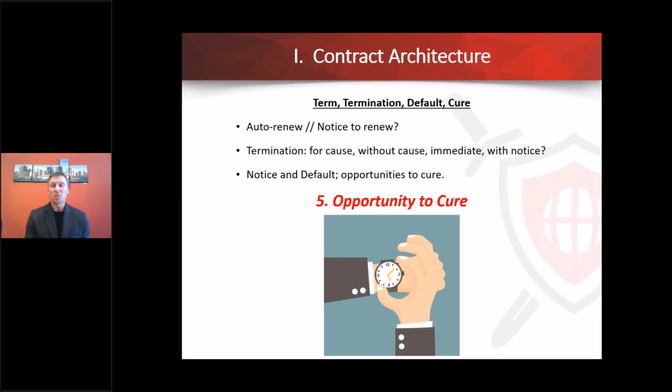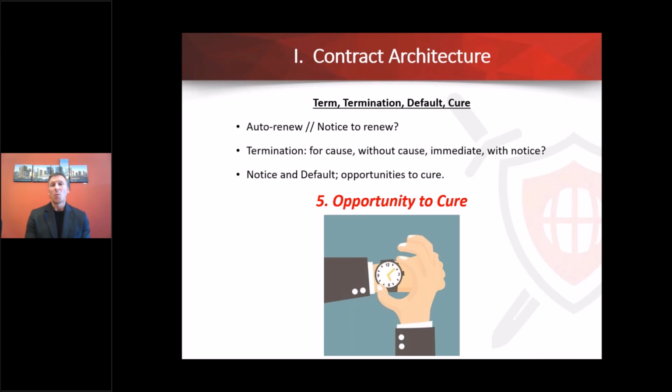So you'll have termination provisions. Those can be with cause, without cause, for immediate termination, and you'll have the term, which is the length of the contract. And then default and cure, and this is my 5th of the points that's often overlooked, is an opportunity to cure. So you'll see in a contract sometimes it'll say that if there's a default under the contract, the party has to give notice, and the other side has maybe 30 days or 15 days, whatever it is, to cure.